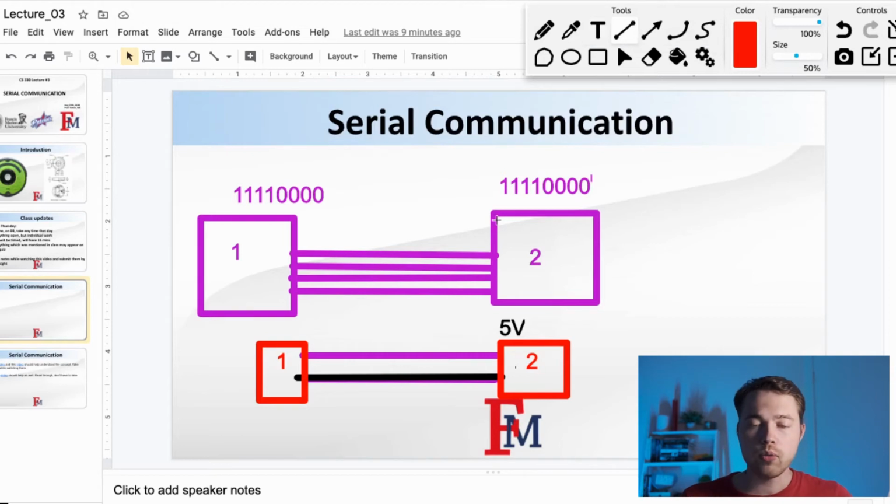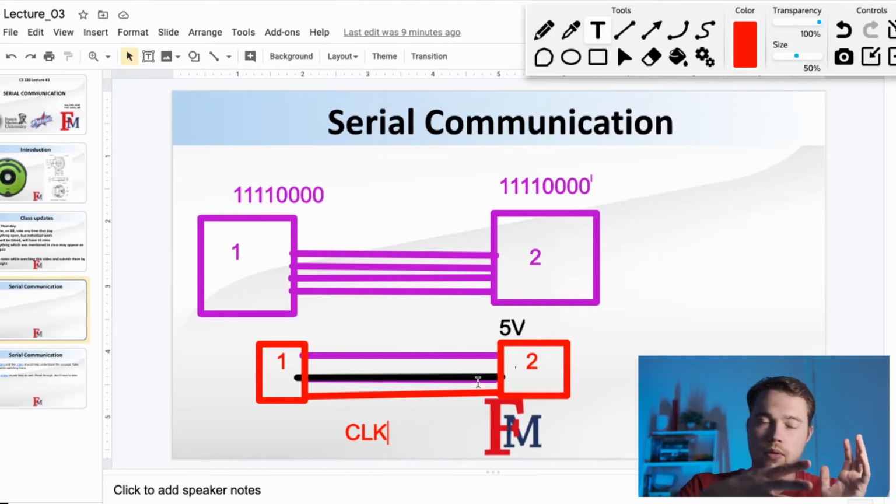Okay, another way of doing this, we can either agree on this timing, or we can add one more wire over here, and we can call it the so-called clock. It's usually spelled C-L-K, clock. So now we have 3 wires: ground, clock, and the signal. The ground is always 0. That's what we compare the voltage to.